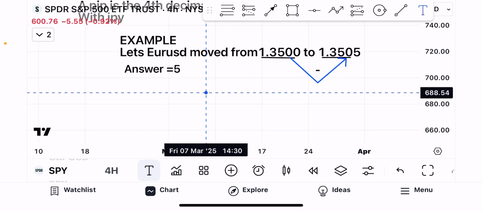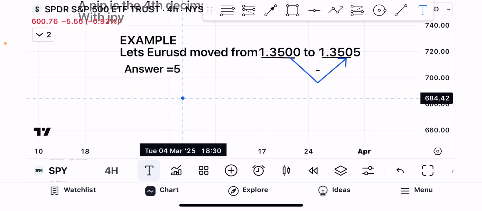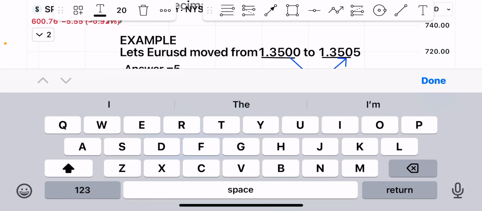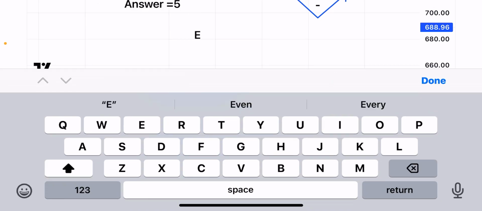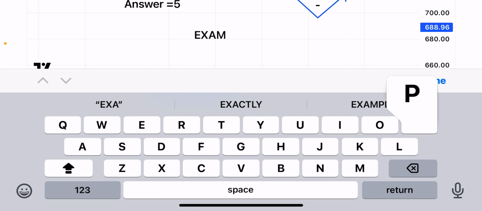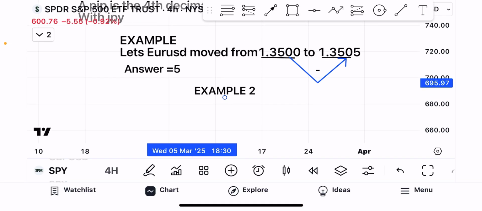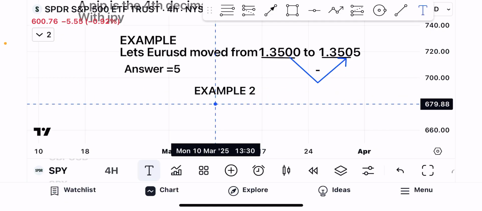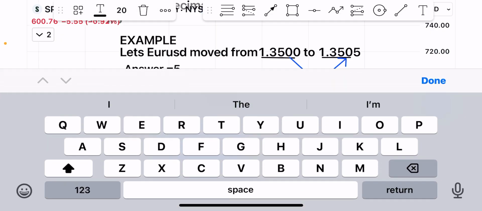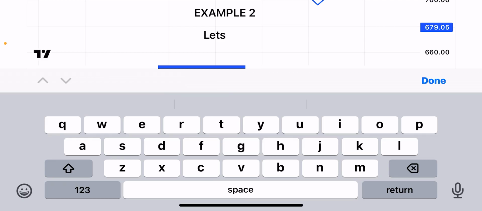So let's give another example of this. Example 2. So let's say Euro USD decreased. You guys know what Euro USD is now? Euro and dollar are joined together. That makes up a pair. Euro USD decreased.